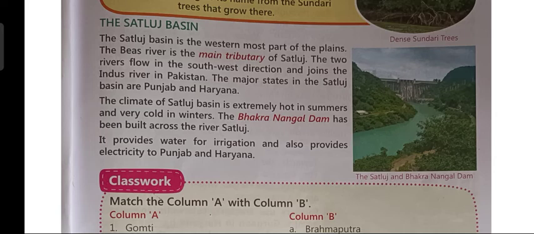So children, as you can see just beside this paragraph, the photo of Satlaj and Bhakra Nangal Dam is given. So you can see the river and across the river the dam is built.